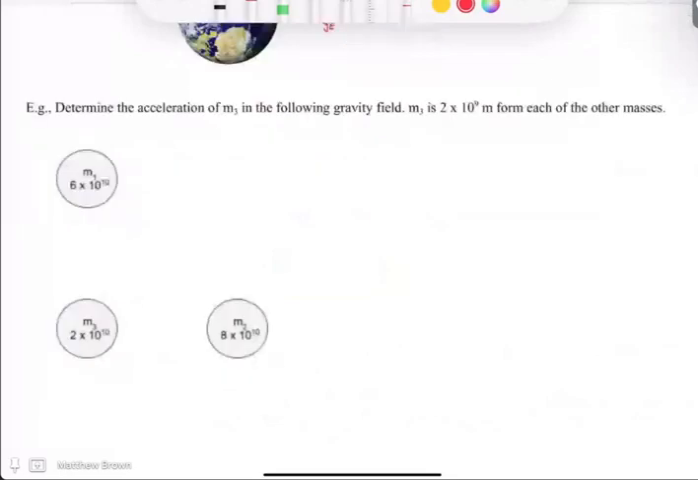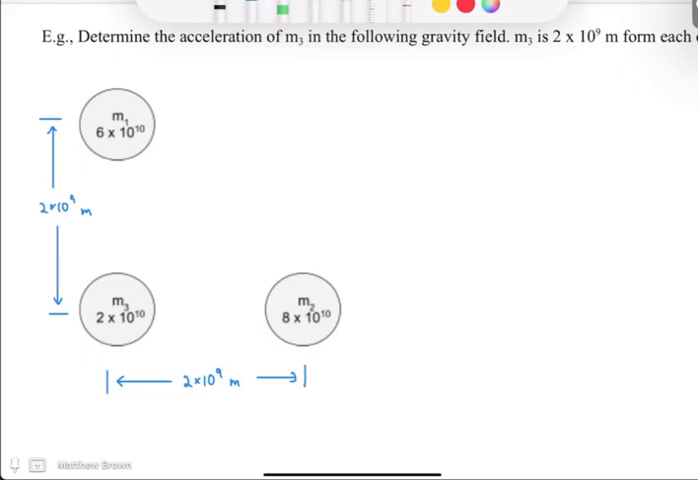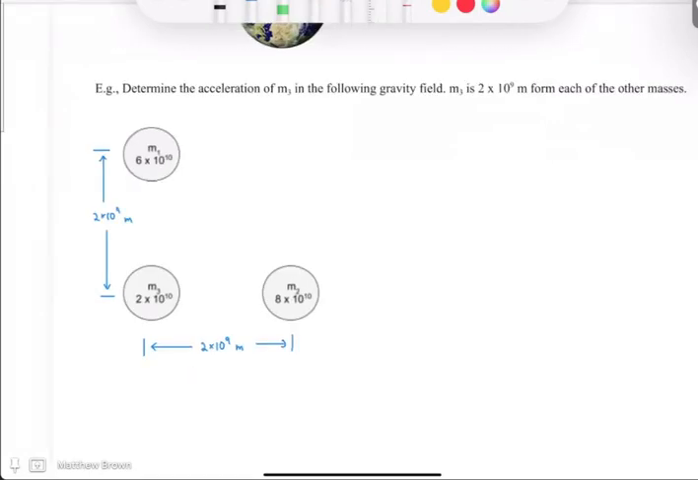And here's a fun example. With some masses, we can actually do the math. Determine the acceleration of m3 in the following gravity field. So we're told m3 is 2 times 10 to the 9 meters from each of the other two masses. So this is kind of convenient here. It's the same distance from each of these two masses. And we want to figure out the acceleration of m3 at this point in time.